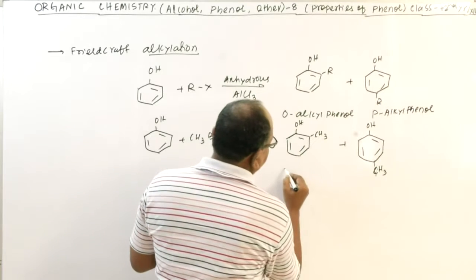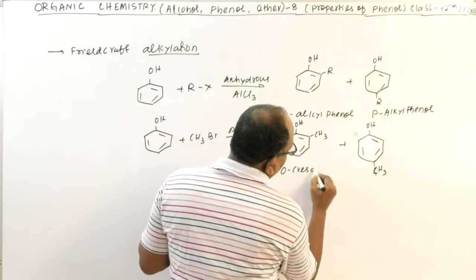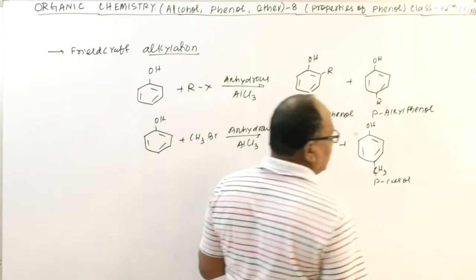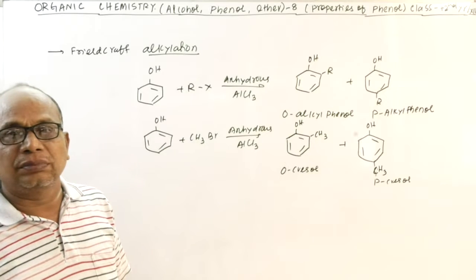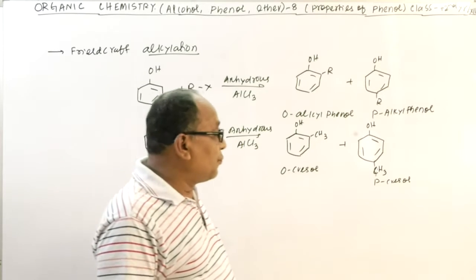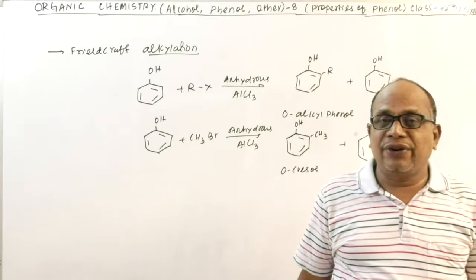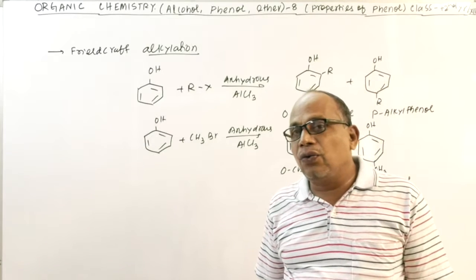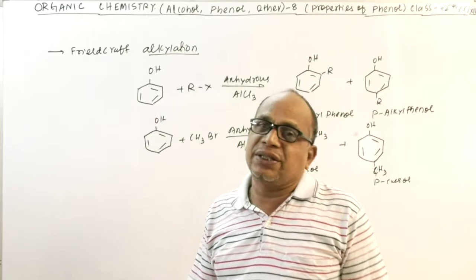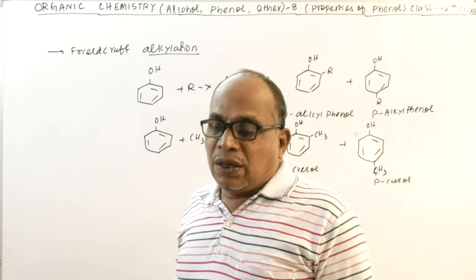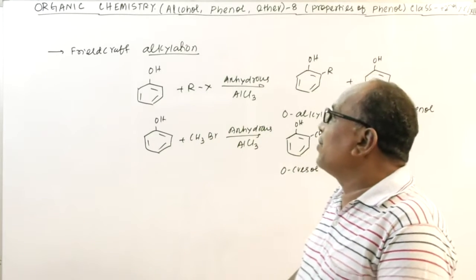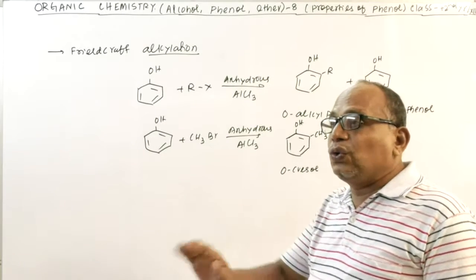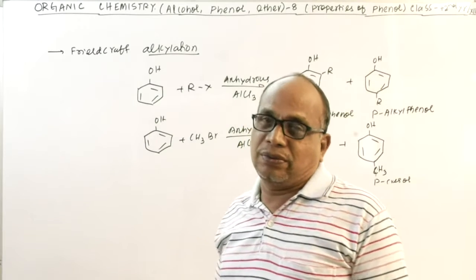This is called orthocresol and this is called paracresol. And this is known as Friedel-Crafts alkylation. Friedel-Crafts alkylation means an alkyl group is introduced into the benzene ring. Okay, this is the Friedel-Crafts alkylation. That means we can convert the phenol to alkyl substituted phenol.